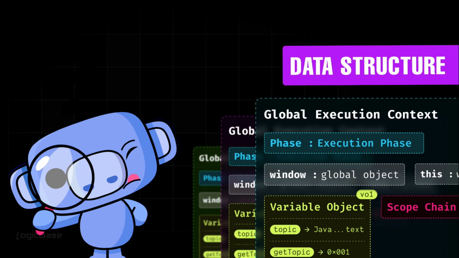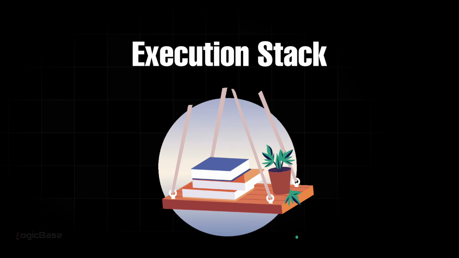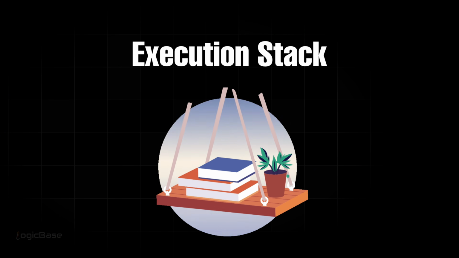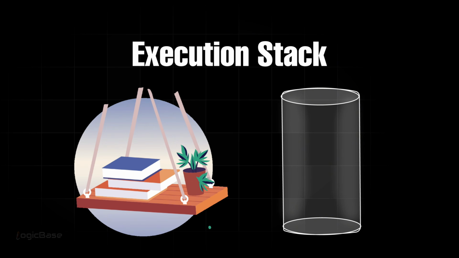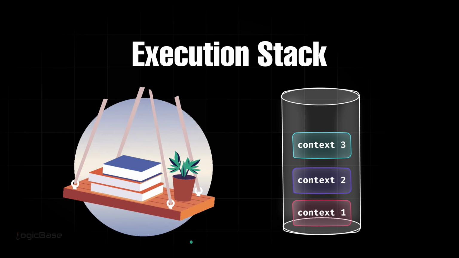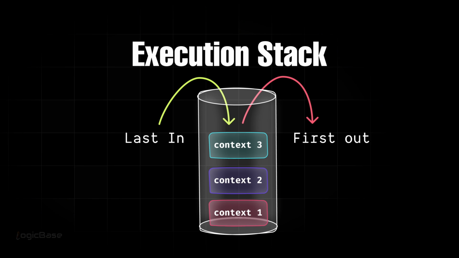To manage all of that, JavaScript needs to maintain a specific data structure, right? And that data structure is called the execution stack. It's actually based on a stack data structure. Think of it like stacking books on a shelf. You place one book on top of another. Similarly, JavaScript stacks each execution context on top of the previous one inside the execution stack. Now, a stack has one special property. The last item that goes in is always the first one to come out. In short, it follows the LIFO rule. That means last in, first out.